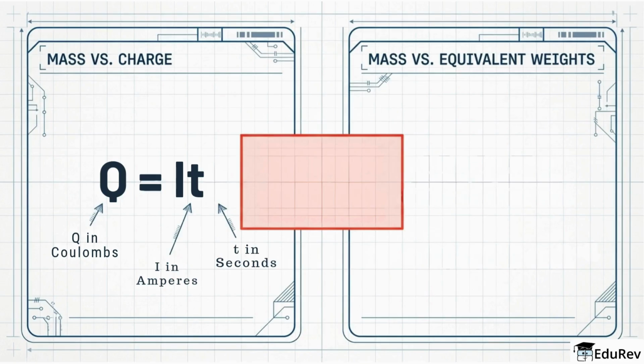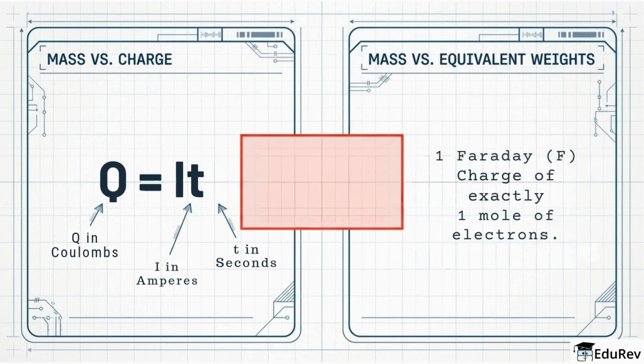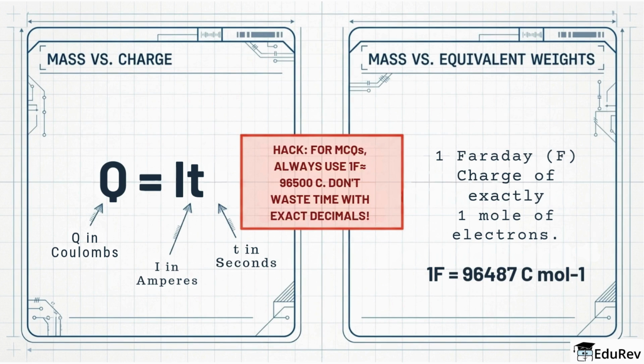The central relation here is simple. Charge equals current multiplied by time, or Q equals I times t. 1 Faraday is the charge of exactly 1 mole of electrons. For exam work, the practical value is taken as about 96,487 coulombs per mole. And the slide also reminds you to use 96,500 coulombs as the quick MCQ value instead of wasting time on exact decimals.